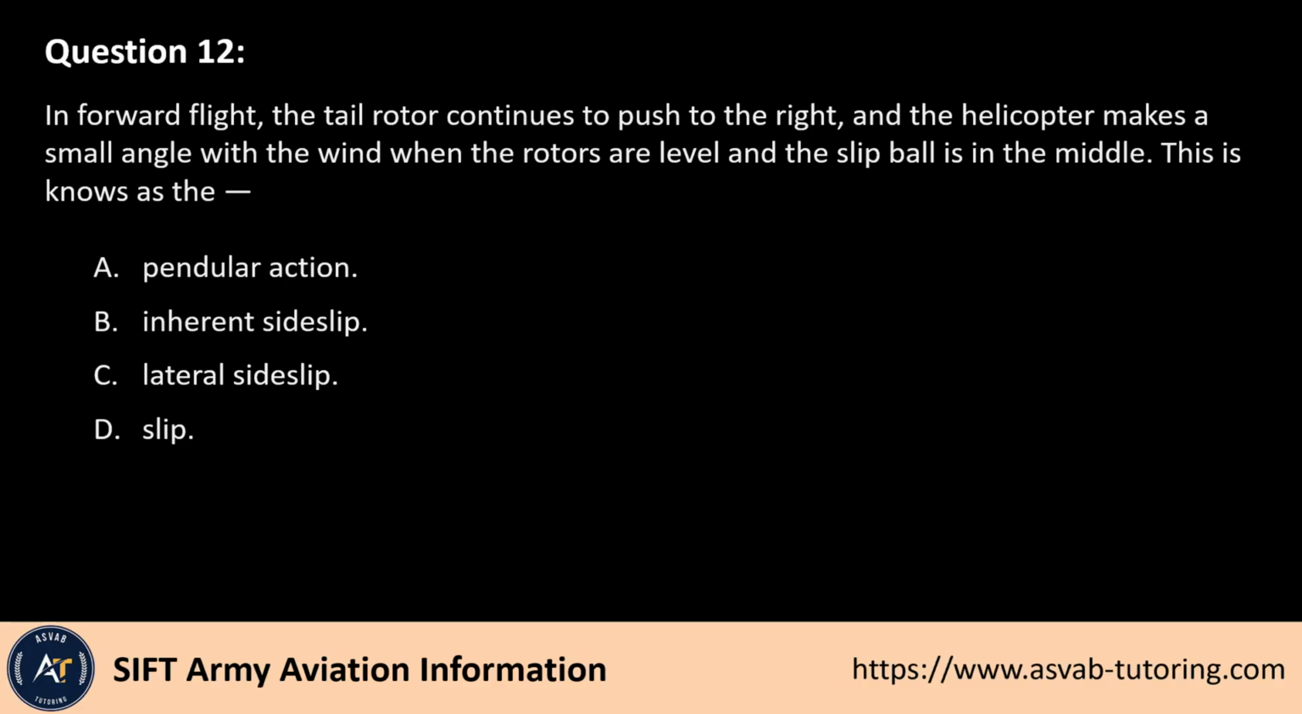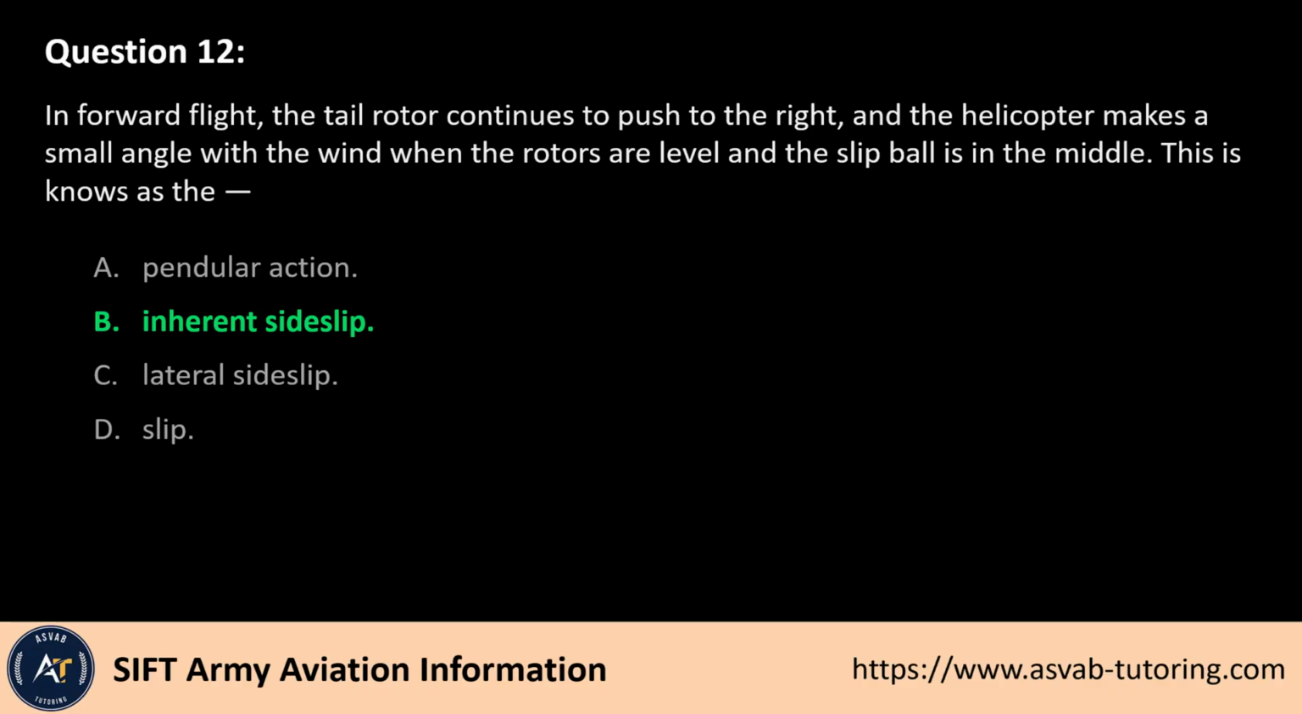Question 12. In forward flight, the tail rotor continues to push to the right, and the helicopter makes a small angle with the wind when the rotors are level and the slip ball is in the middle. This is known as the A. Pendular action. B. Inherent side slip. C. Lateral side slip. D. Slip. The answer is B.